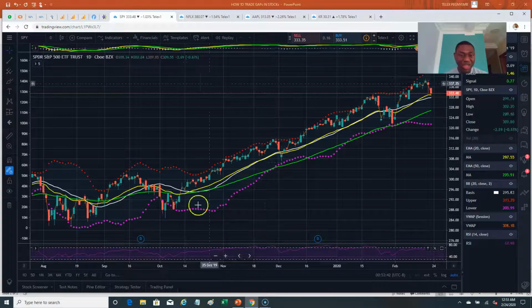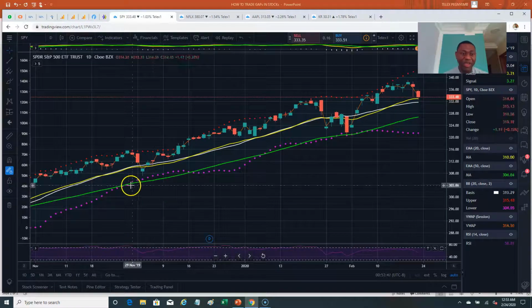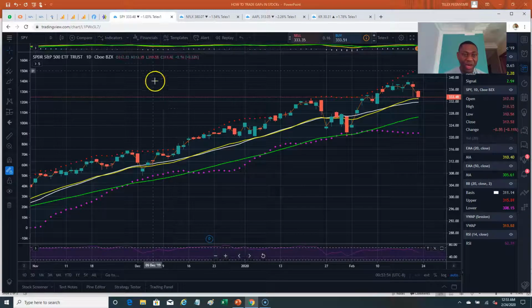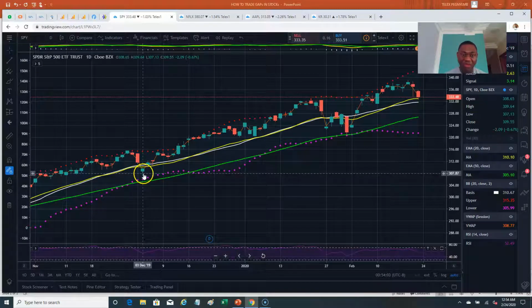So here's a chart of SPY in TradingView. Let me show you plenty of gaps. On this day, we close at 311.64. I'm reading the close here. And then the next day, December 3rd, 2019, we open at 308.65. So this is a gap down. How much? You subtract the open price, 308.65, from 311.65. So this is a gap of $3, about 1%.